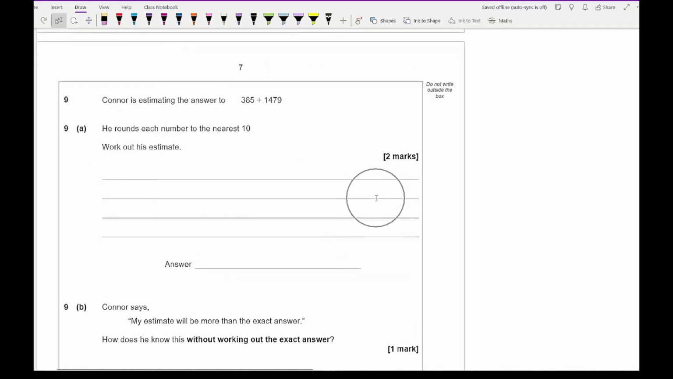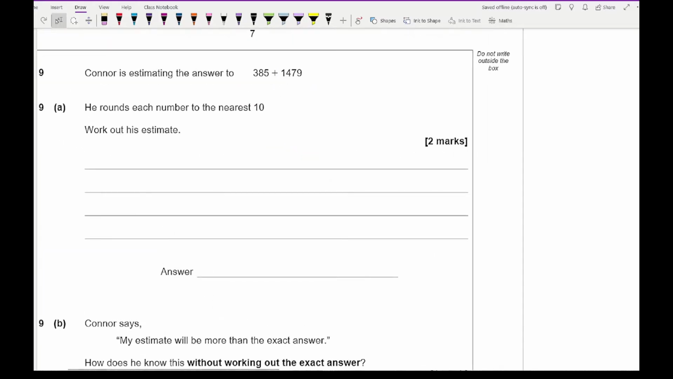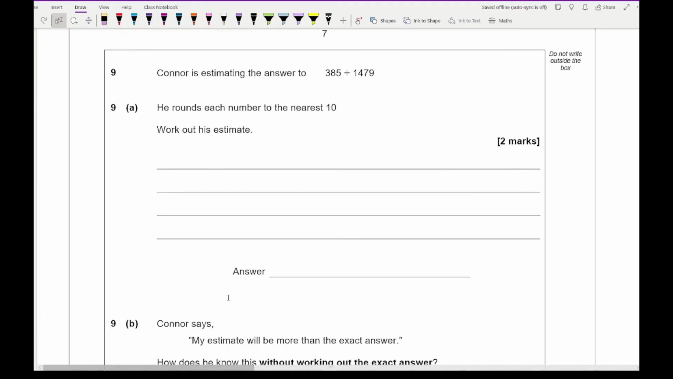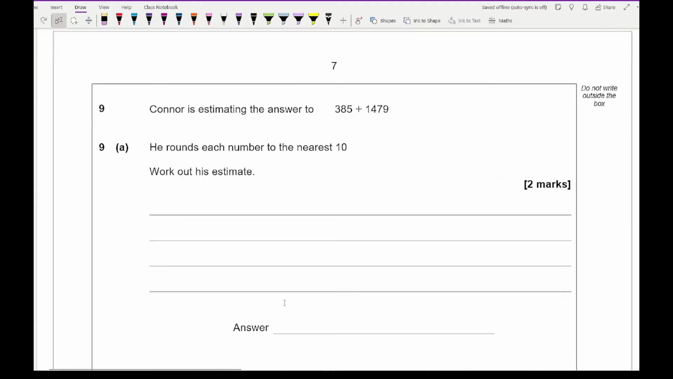Moving on to question 9. Let's just zoom back so we can see it a little bit more clearly on screen. It says Connor is estimating the answer to 385 plus 1,479. It says he rounds each number to the nearest 10. Work out his estimate. So here we've got 385 plus 1,479, and we're rounding to the nearest 10.